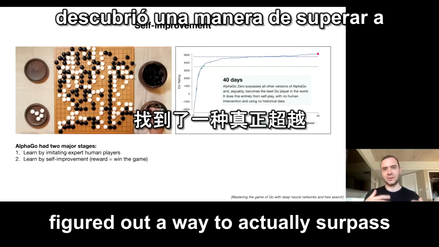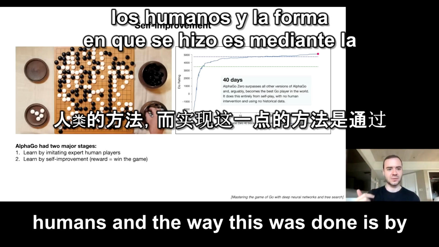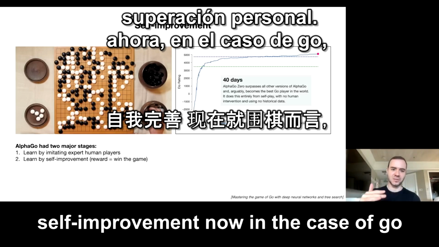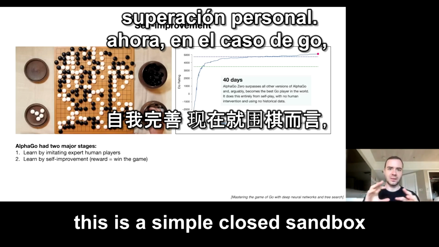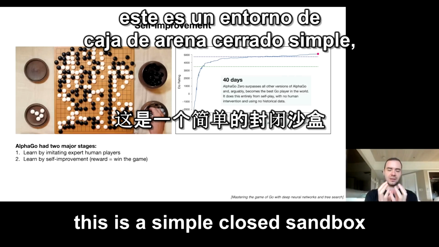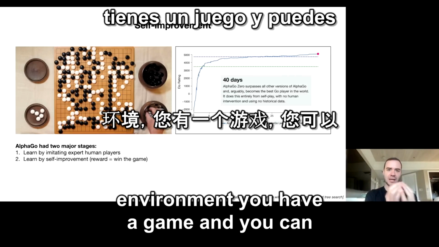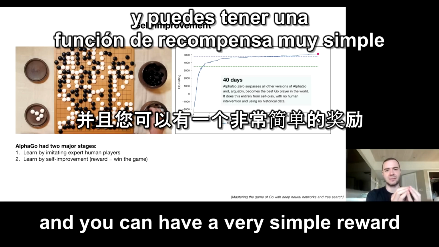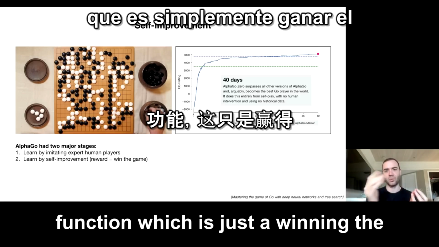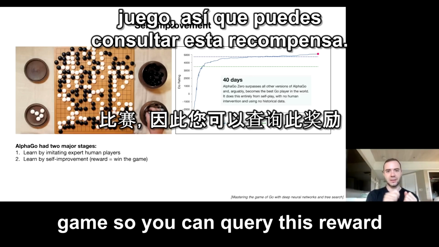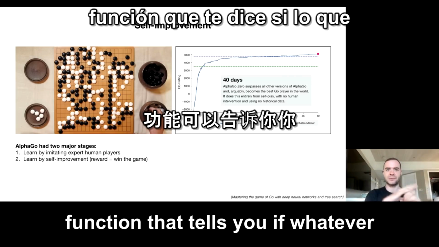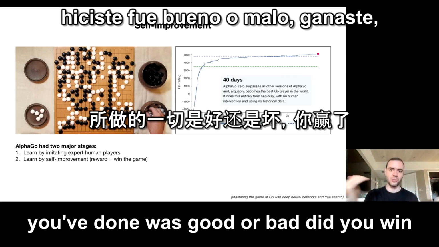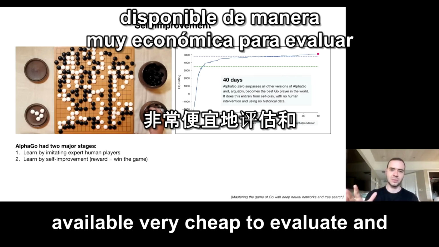So DeepMind figured out a way to actually surpass humans. And the way this was done is by self-improvement. Now, in the case of Go, this is a simple, closed sandbox environment. You have a game, and you can play lots of games in the sandbox, and you can have a very simple reward function, which is just winning the game. So you can query this reward function that tells you if whatever you've done was good or bad. Did you win? Yes or no? This is something that is available, very cheap to evaluate, and automatic.